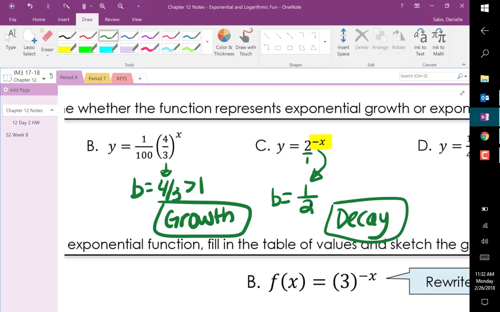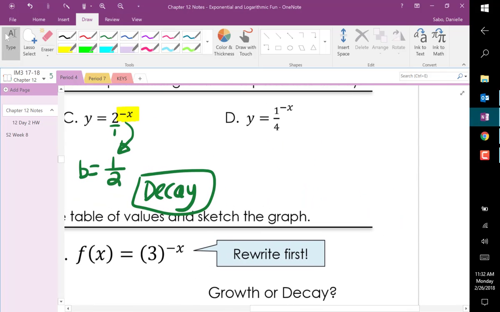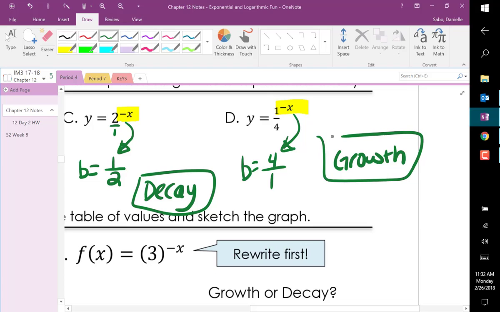Remember, you're just looking at the B value. A lot of people will look at the A value and contradict it, but it's only the base. Now let's look at this one. I have a negative exponent, which means that I flip it. So this becomes 4 over 1. That's now my B value. So I'm going to be growing because it's greater than 1. Without even putting it into your graphing calculator, that is how you would establish that.